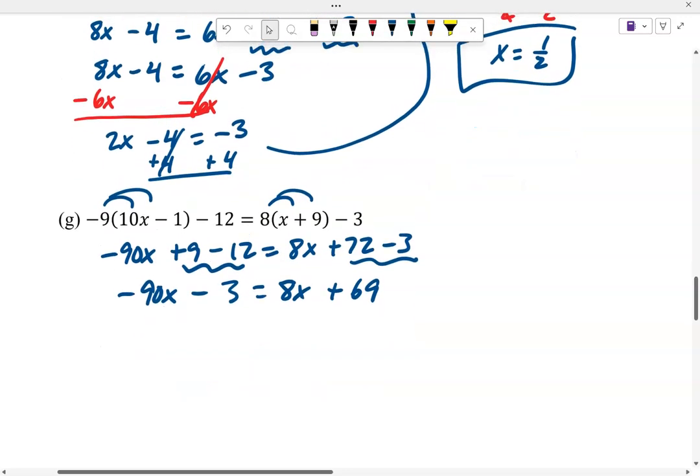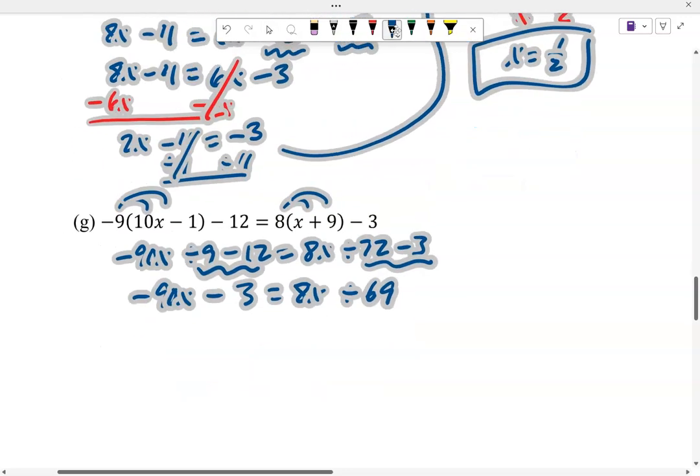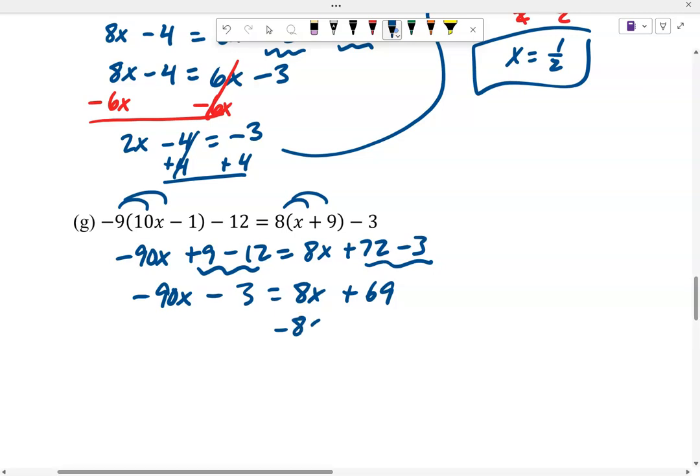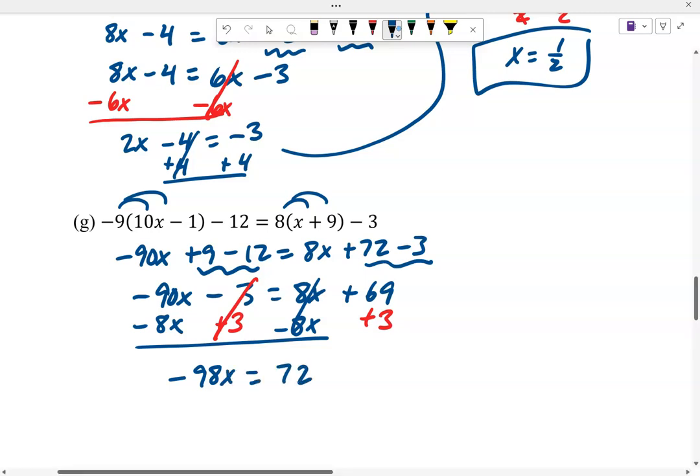Now get all my variables on one side. So let's go ahead and subtract 8x here. So negative 90 minus 8x. And at the same time, I'm going to go ahead and take the numbers to the other side. So I got negative 98x equals 69 plus 72. And finally, at the end, we're going to go ahead and divide by negative 98.